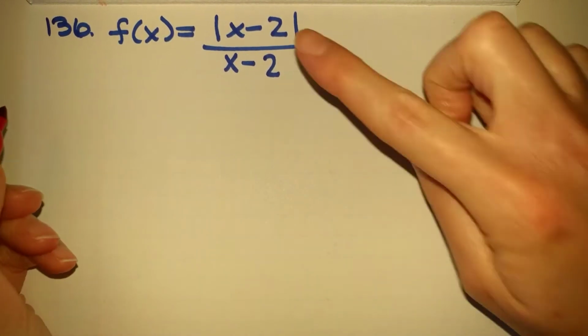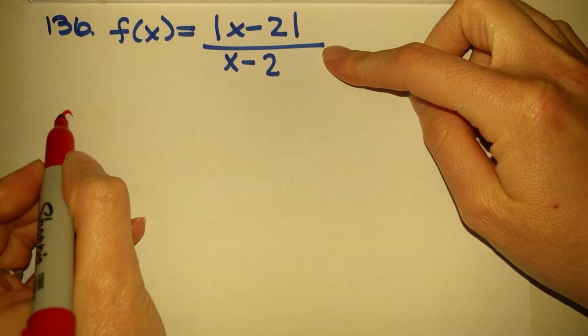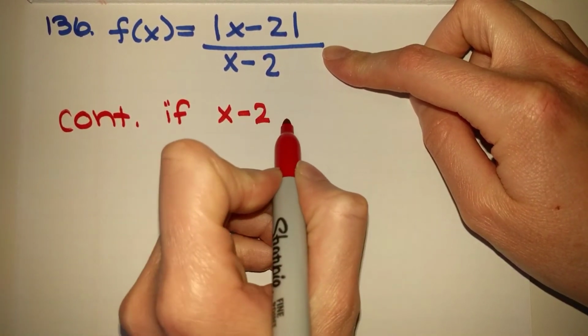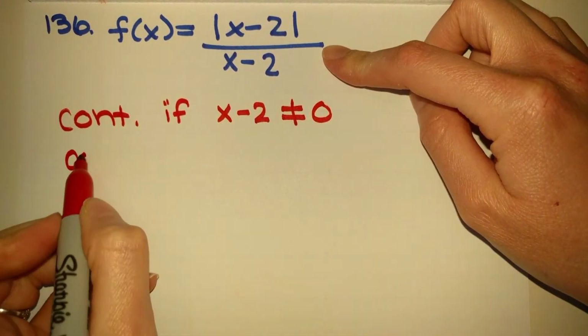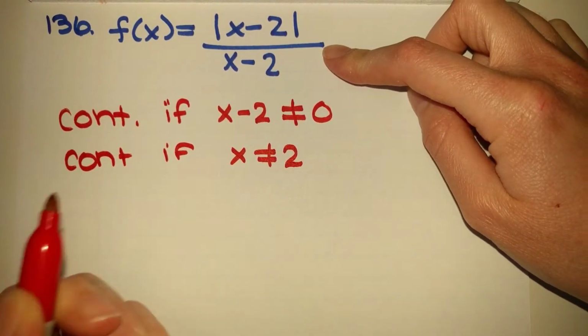So here we have a fraction, and we know from our discussion in the previous questions, when we have a fraction, we want to make sure we can say it's continuous provided x minus 2, the denominator, is not equal to 0. So what we're finding here is that it's continuous if x is not equal to 2.